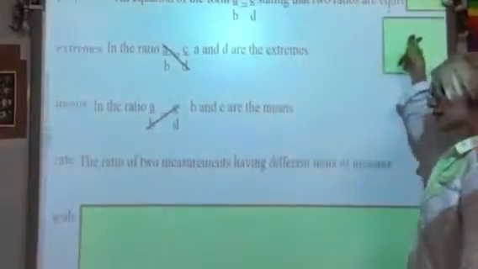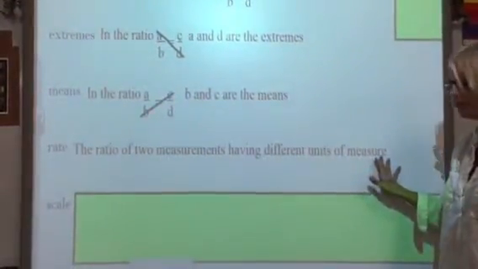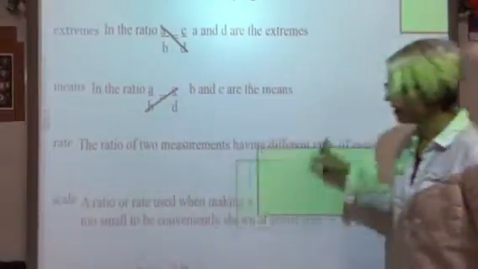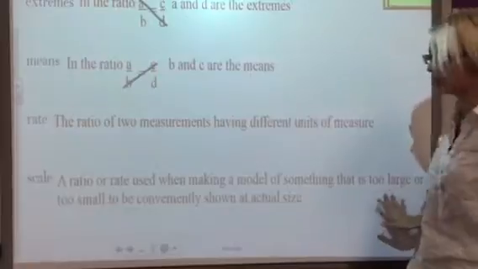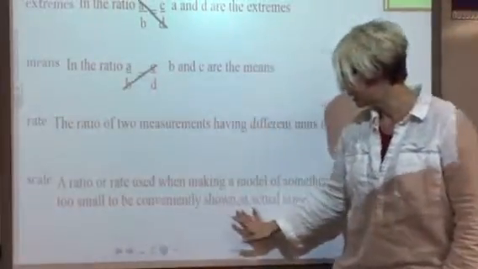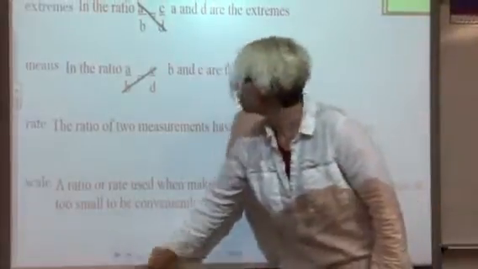Then we have rate, the ratio of two measurements having different units of measure. And we have scale, a ratio or rate used when making a model of something that is too large or too small to be conveniently shown at actual size. And we'll talk about these two a little bit more.